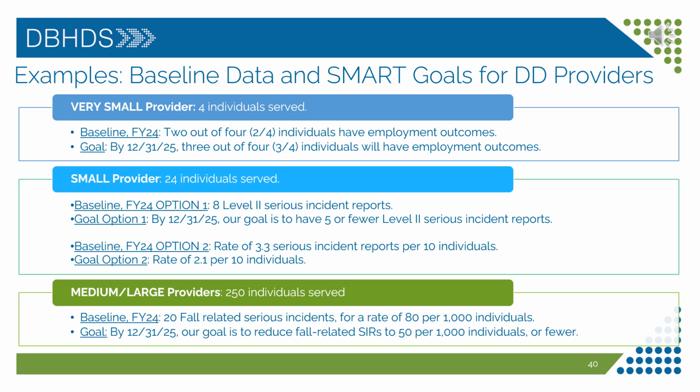I personally like the rate because you'll be able to more easily compare over time if that number of individuals changes. And finally, at the bottom, we have a medium or a large provider, maybe with 250 individuals served. Their baseline data shows that they had 20 fall-related serious incidents last year for a rate of 80 per 1,000 individuals. And their goal is to reduce fall-related serious incidents to 50 per 1,000 individuals or fewer. So hopefully it's helpful to see these examples.